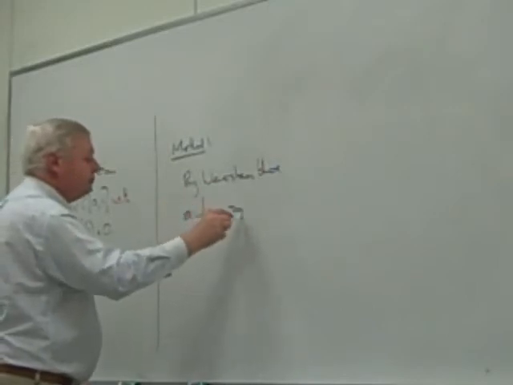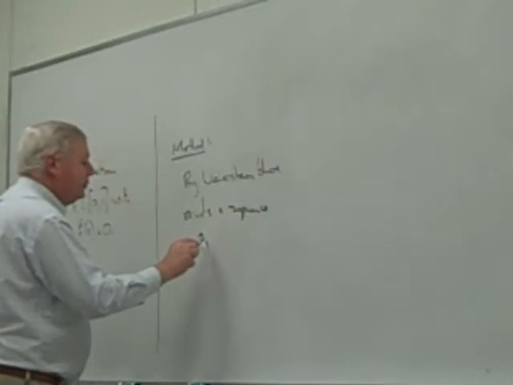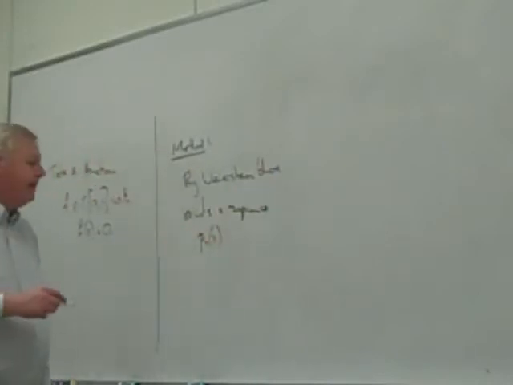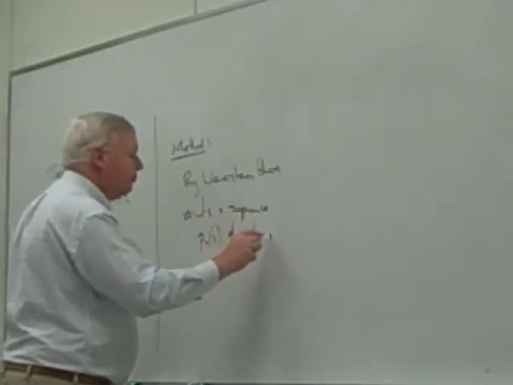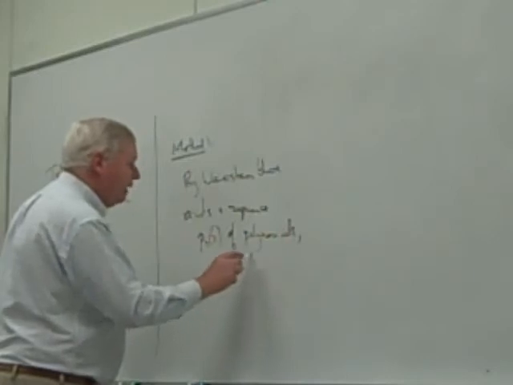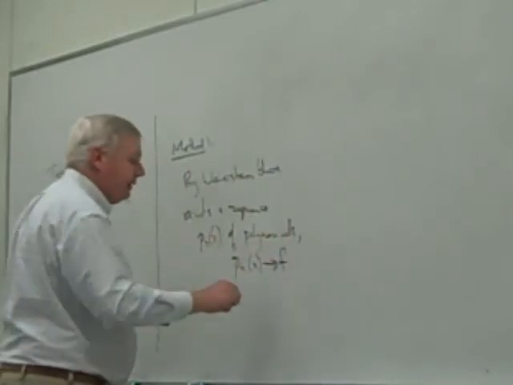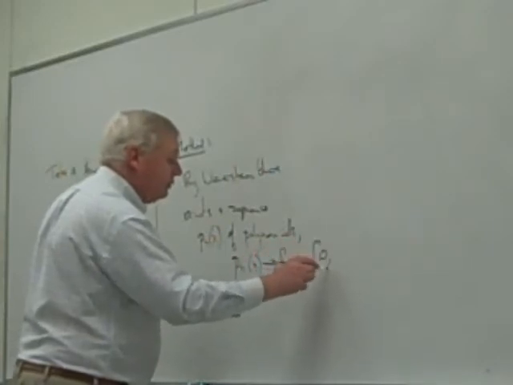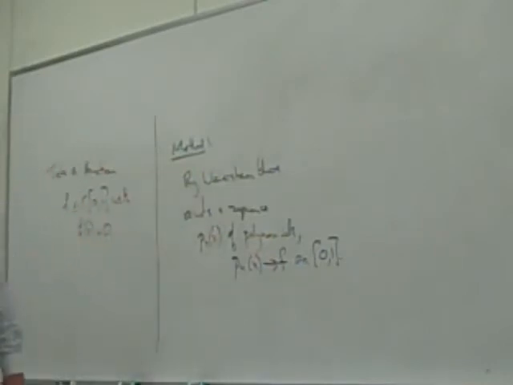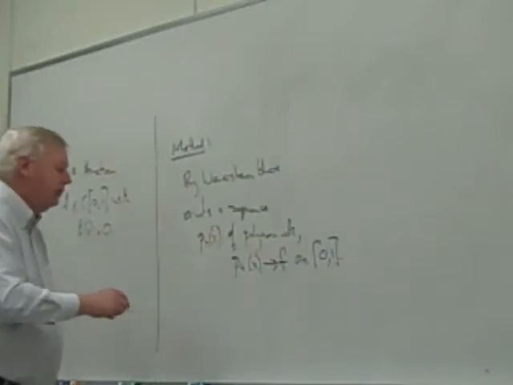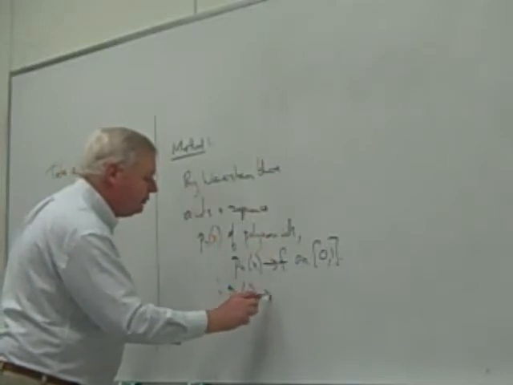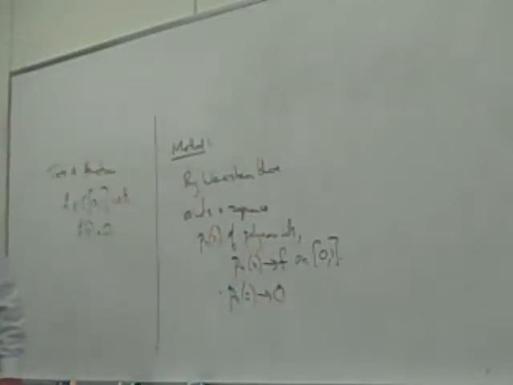So method 1, by Weierstrass, there exists a sequence of polynomials Pn of x, with Pn of x going uniformly to f on [0, 1]. Since f is vanishing at 0, that says that when I evaluate the polynomials at 0, they tend to 0. Therefore, Pn of 0 goes to 0. So the constant terms, if there are constant terms on these polynomials, are tending to 0. So we can subtract them off.